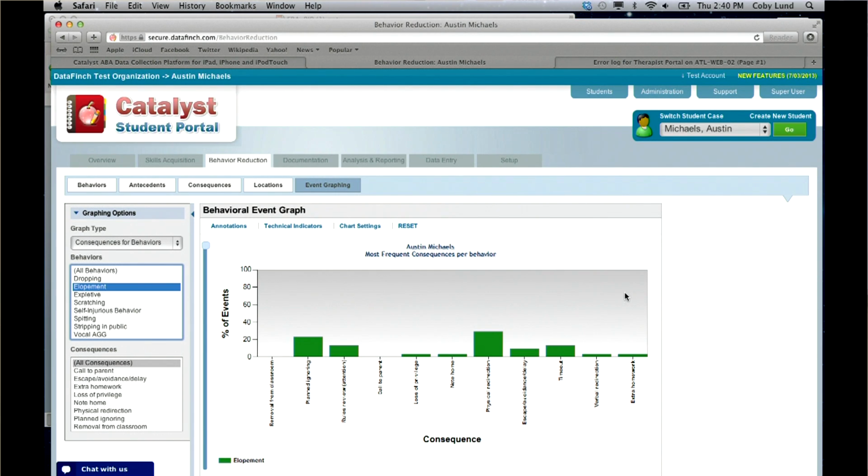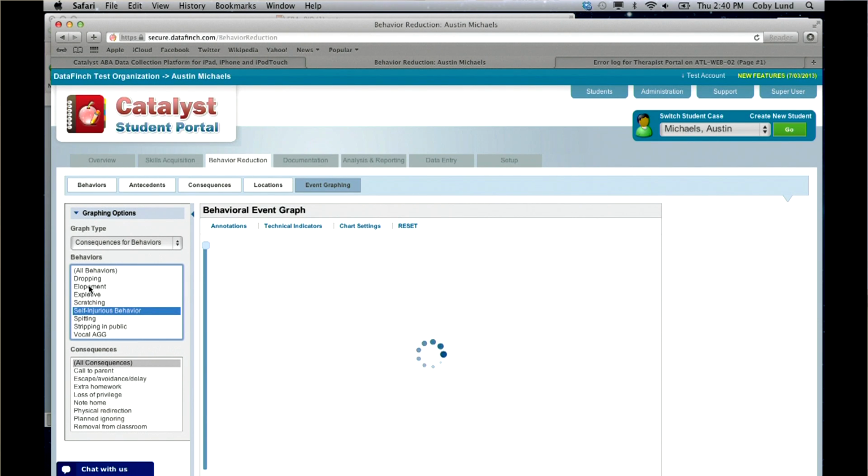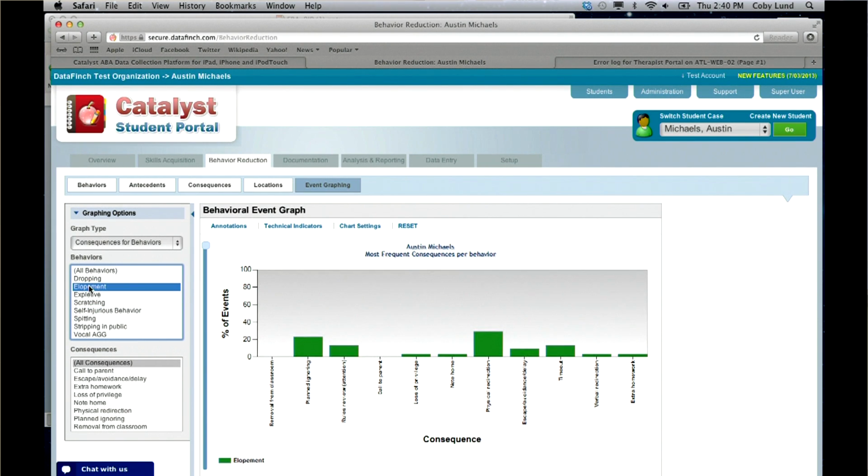includes consequences for this student's elopement behavior. So if you look on the left here, there are a variety of behaviors that are being tracked for this particular student. And as I click on each one of them, it shows me a graph of the consequences for each of those behaviors. So if I go back to elopement, I can see that the most commonly occurring consequence for that behavior is physical redirection. As you might imagine, if I have a student who takes off, I'm probably going to have to go get him. So that's probably going to get scored in most cases as physical redirection.